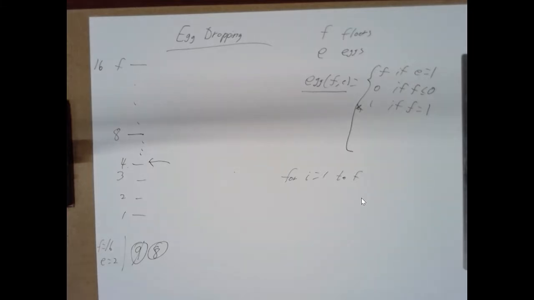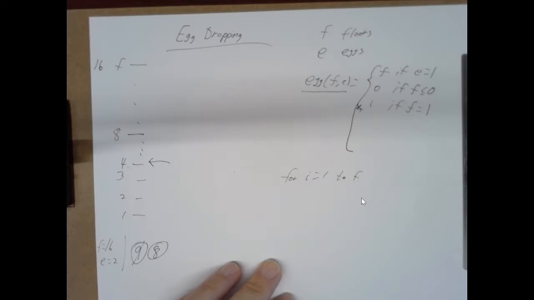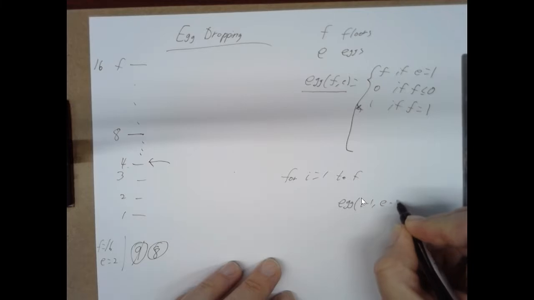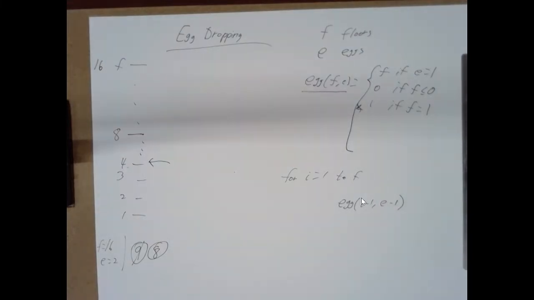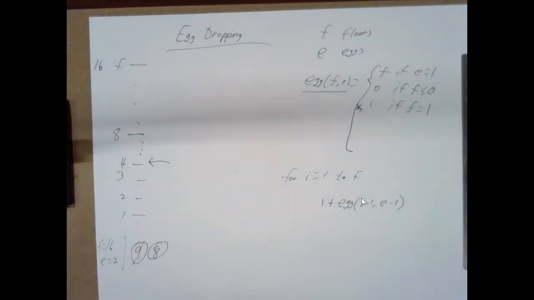If the egg breaks, then we have one fewer egg, and we know that the correct answer was somewhere between 1 and I minus 1. So the question is, how many experiments do we need if we have E minus 1 eggs and I minus 1 floors? Well, that's just egg of I minus 1, comma, E minus 1. That's the number of experiments to answer the question with our remaining eggs, plus the one experiment we did dropping the egg from floor I.